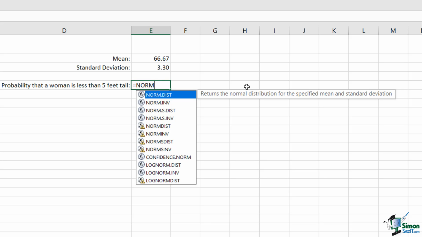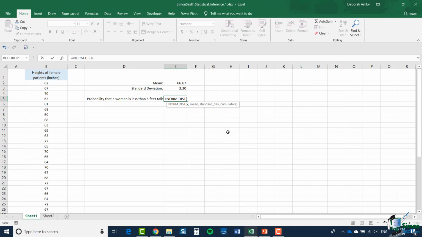Now, the function we need is the very first one, and we specify first of all the value of x, the value that we want to find the probability that a member of the population chosen at random will be less than. And that will be 5 feet, which is 60 inches. The mean height is in E2. The standard deviation is in E3, and that just leaves us with 2 functions, true or false. True uses the cumulative distribution function, and false uses the probability mass function.